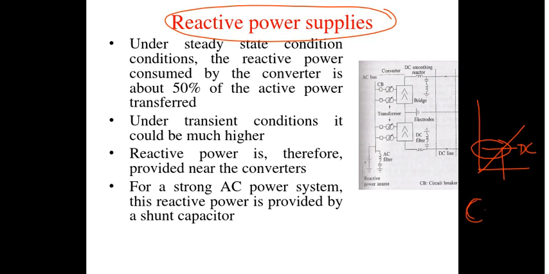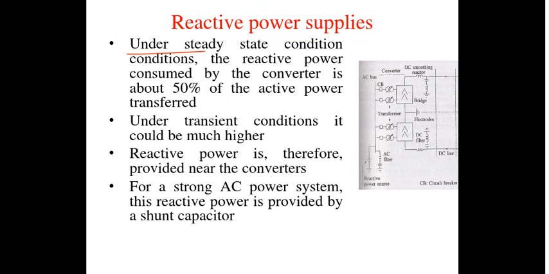So the reactive power is essential as long as the converters are concerned, not in the transmission system. Again, I will get this point reminded, right? Under steady state condition, the reactive power consumed by the converter is about 50% of the active power transferred. This is one important point to be kept in mind, which increases the overall losses as well as the cost of your HVDC system in comparison with the AC system.